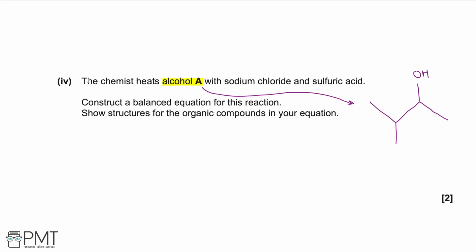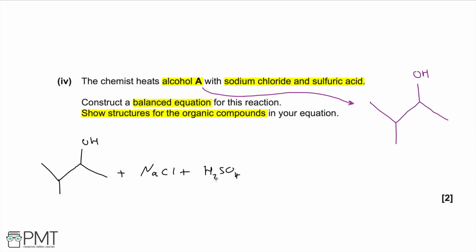We're told here that the chemist heats alcohol A with sodium chloride and sulfuric acid. We need to construct a balanced equation for this reaction, and we need to show structures for the organic compounds in the equation. So we know that we're heating alcohol A with sodium chloride and sulfuric acid. So what is this going to do?